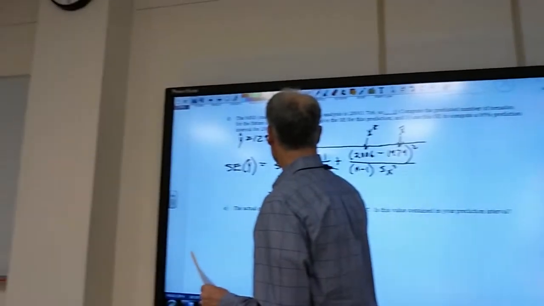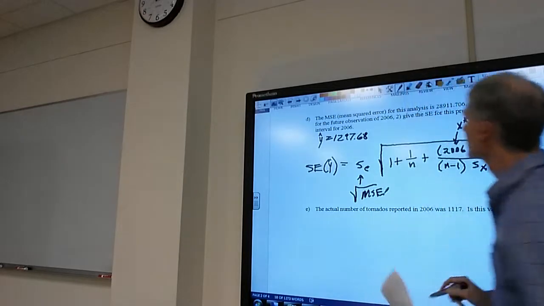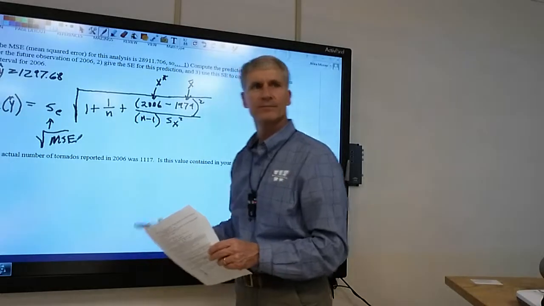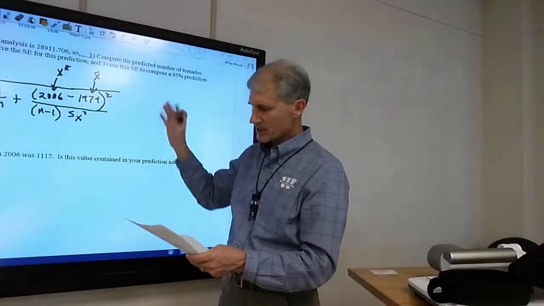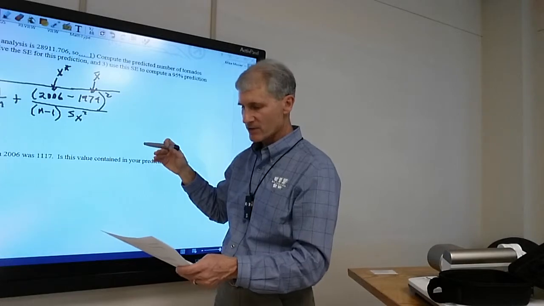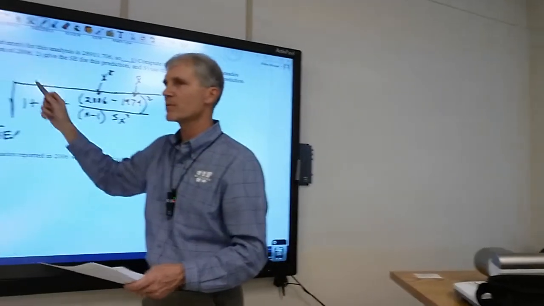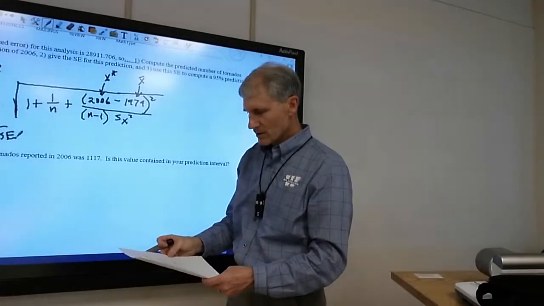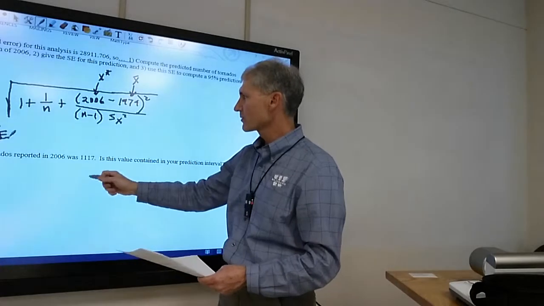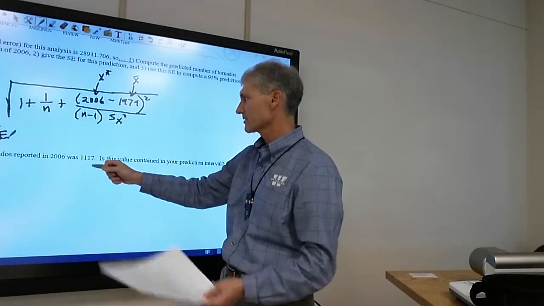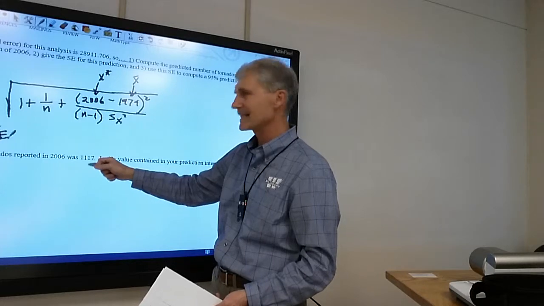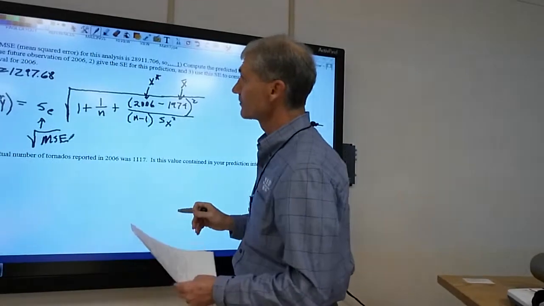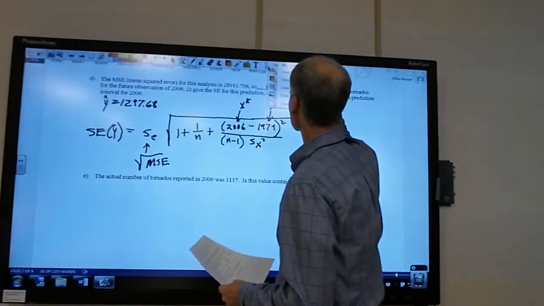So root mean squared error. They told you what the mean squared error was. Take the square root of that number, and that's what goes in there. Okay? And then you get that standard error, and you get a t critical value, and then you just take your predicted value plus or minus the t critical value times the standard error. Okay? And if you had the right interval, then the answer to this was yes. The confidence or the prediction interval did contain 1117. It's actually a pretty wide interval, so it contained a lot of things.